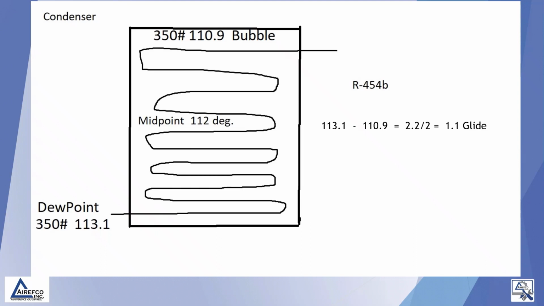We hope that you understand the bubble and dew point and the glide, and also understand that the R454B refrigerant that's coming soon has a very small glide. Even though the pressure temperature charts may show a bubble point and a dew point, they're so close together with a 1.1 glide ratio that it's not going to make a difference in your charging and checking the system for the refrigerant side.